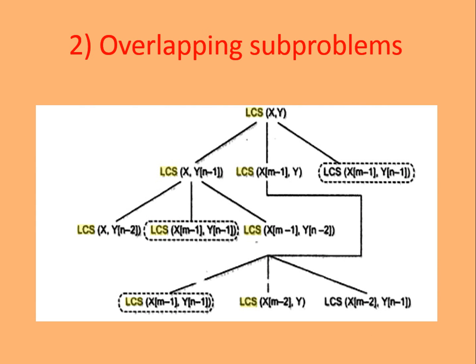Secondly, it has overlapping subproblems. See, if I find LCS of X, Y, then it has three subproblems actually: X, Yn minus 1, Xm minus 1, Y, and Xm minus 1, Yn minus 1. Right? We saw it just now. And then if you recurse again and you find X, Yn minus 1's LCS, you'll again have three branches of it: X, Yn minus 2, Xm minus 1, Yn minus 1.